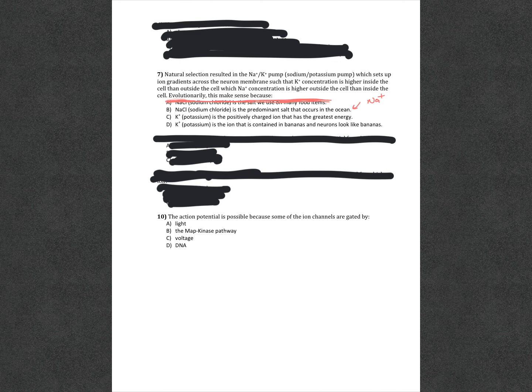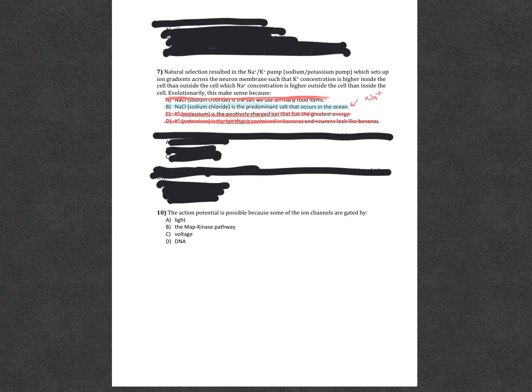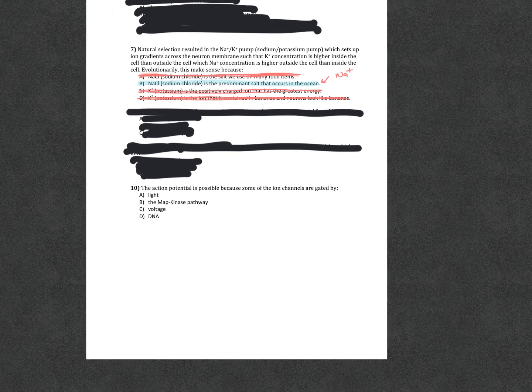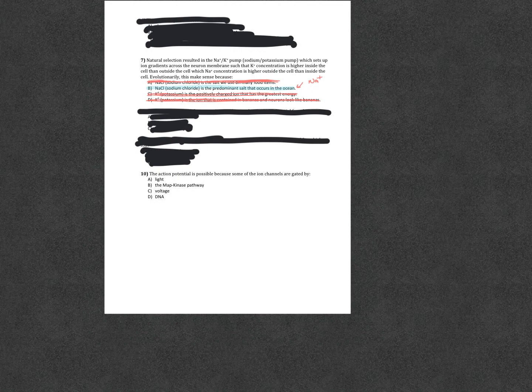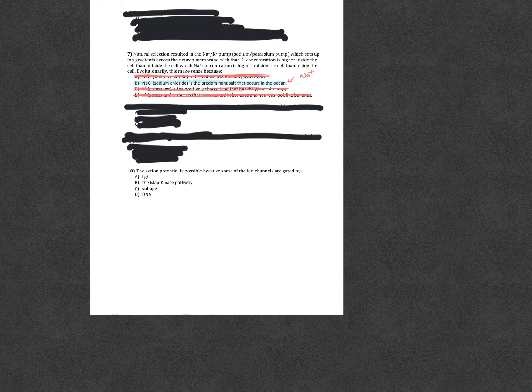Potassium is positively charged ion has the greatest energy. That makes no sense, right? I hope you know that makes no sense. They're just throwing words together there, I think. Potassium is the ion that is contained in bananas, and neurons look like bananas. I think that's really just obviously a throwaway answer choice. Hopefully nobody chose that one. So the only one that really makes sense is B, that sodium chloride is the predominant salt in the ocean. And so you have a lot of sodium, so it makes sense that sodium-potassium pumps would have evolved. At least it explains the sodium part.